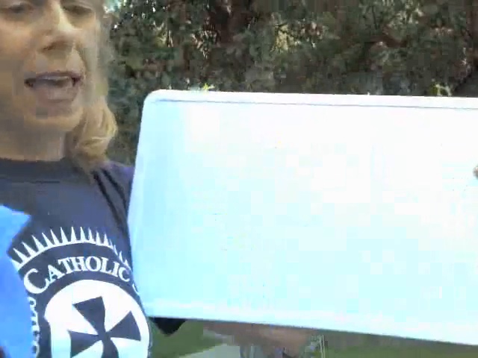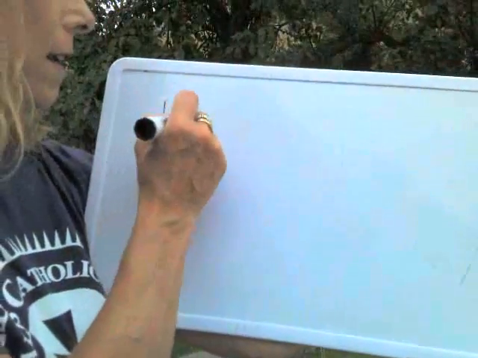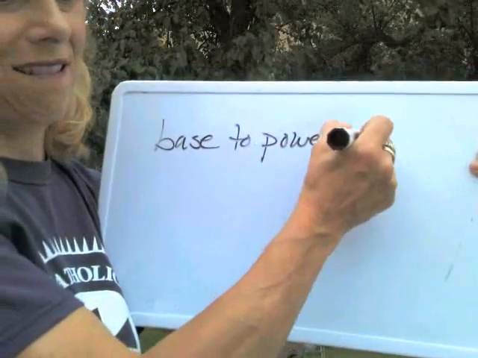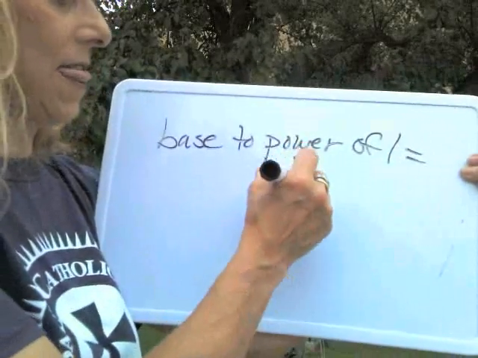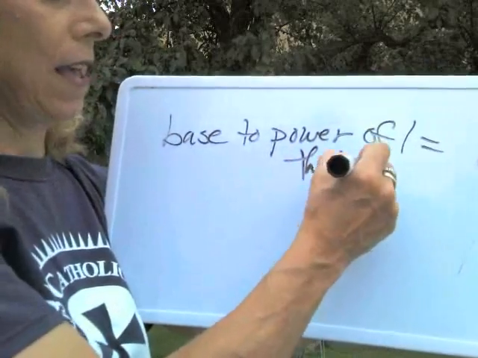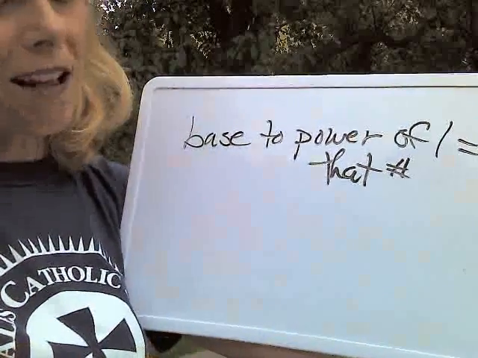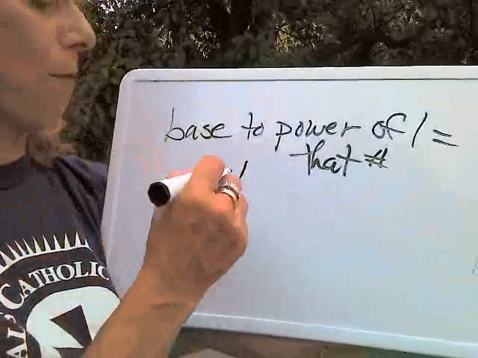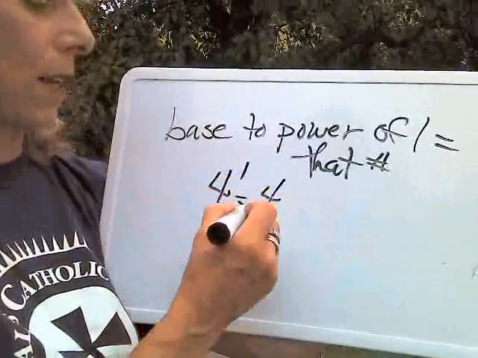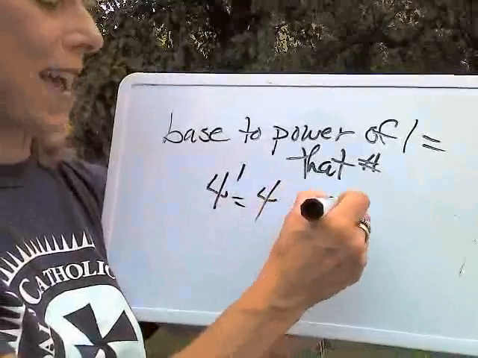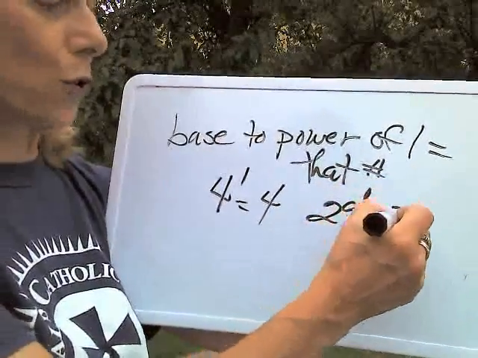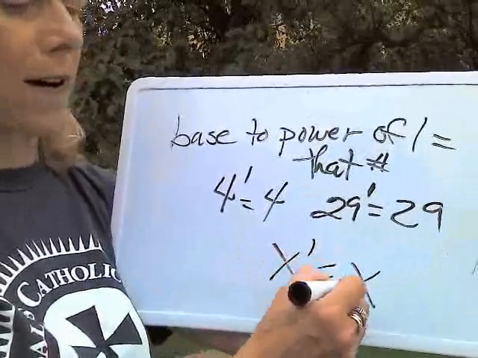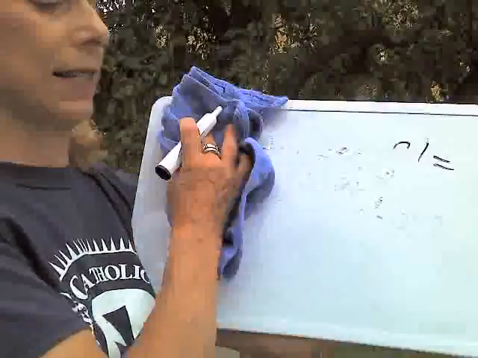Number 2, any base to the power of 1 equals that number, that base, because its identity is what it really is. 4 to the first power means write that one time, equals 4. 29 to the first power, 29. And again, our exponent, x to the first power, x, 1x.